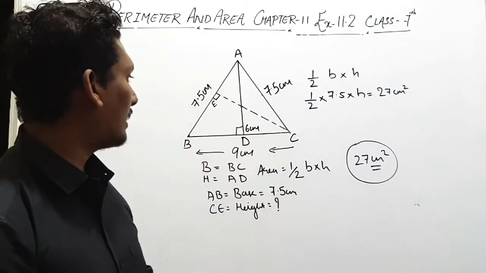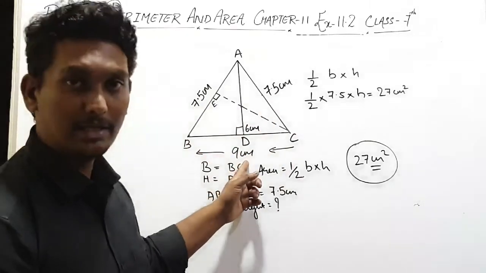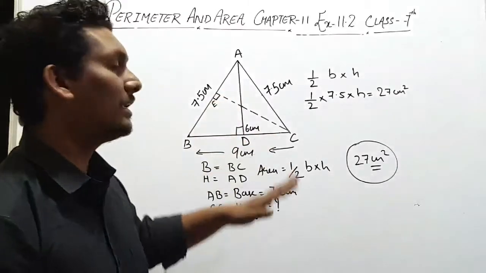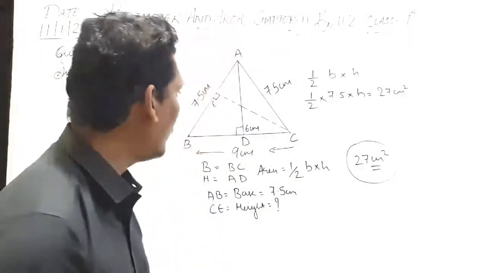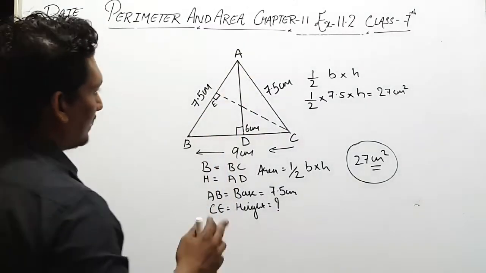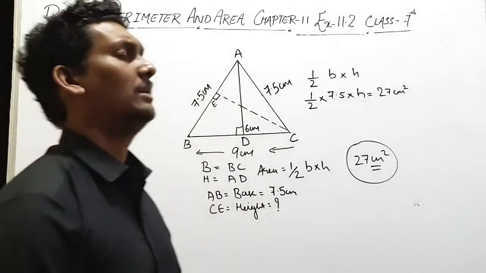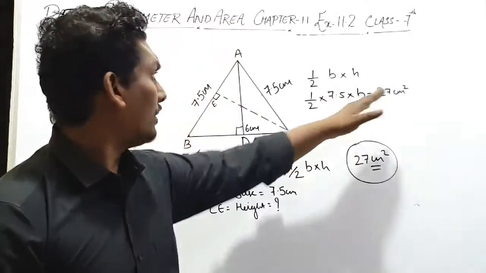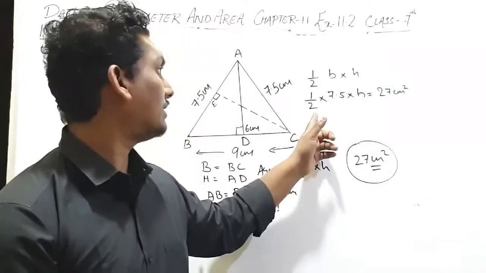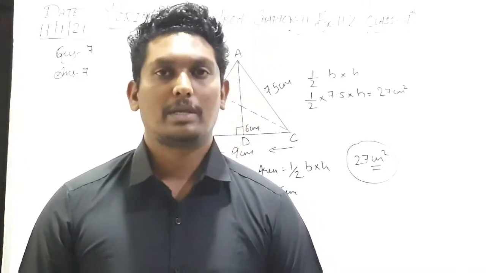One ABC triangle is here, where BC is the base, that is 9 centimeter, AD is the corresponding height. So first find the area, half base into height, then AB is the base and its corresponding height is CE. So just find, you are having area, you are having base, you have to find out the height, multiply this 2 with 27 and divide by 7.5. Okay, this question is very easy.